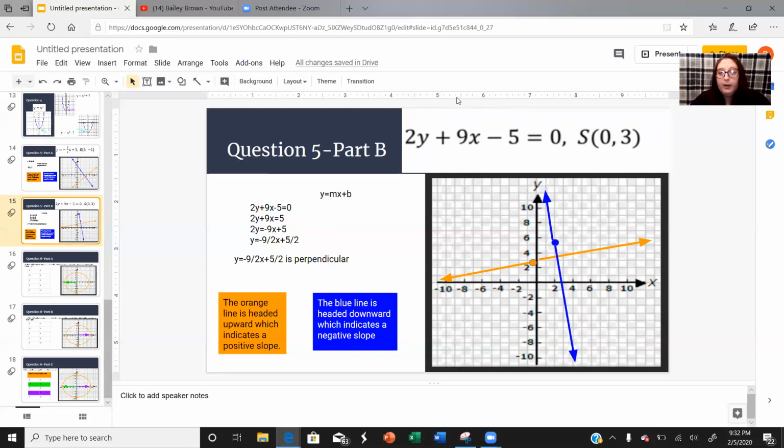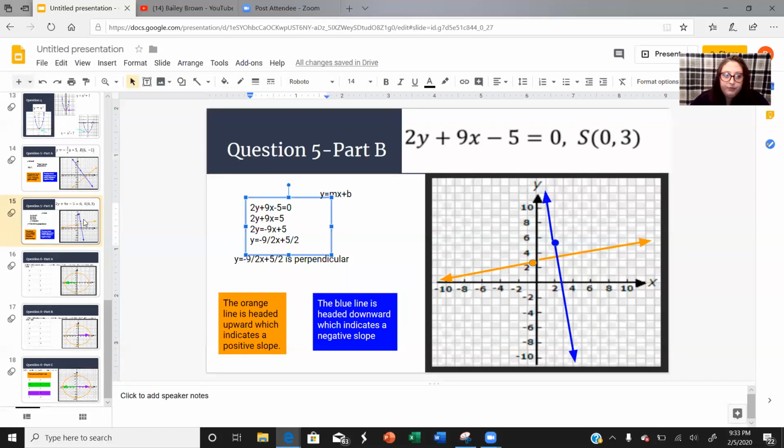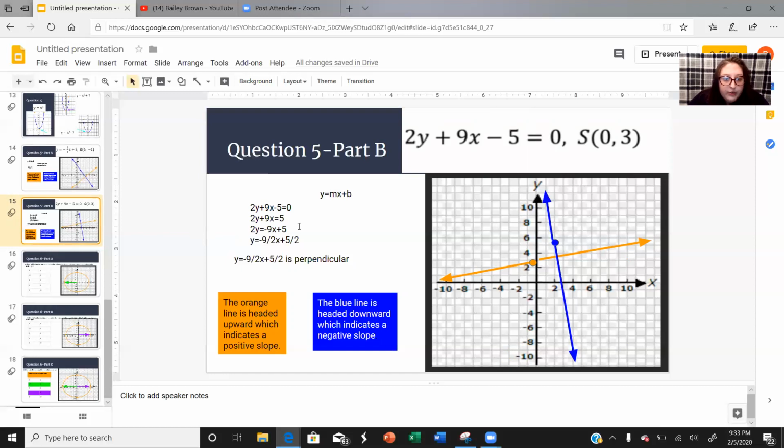For this 2y plus 9x minus 5 equals 0, it's not in the correct form because it needs to be in y equals mx plus b form. So we will start with this first set right here. What we're going to do first is add this 5 onto the right side. We're trying to isolate the variable y. Next we're going to subtract 9x because we're trying to get this 2y by itself. That's going to give us 2y equals negative 9x plus 5.